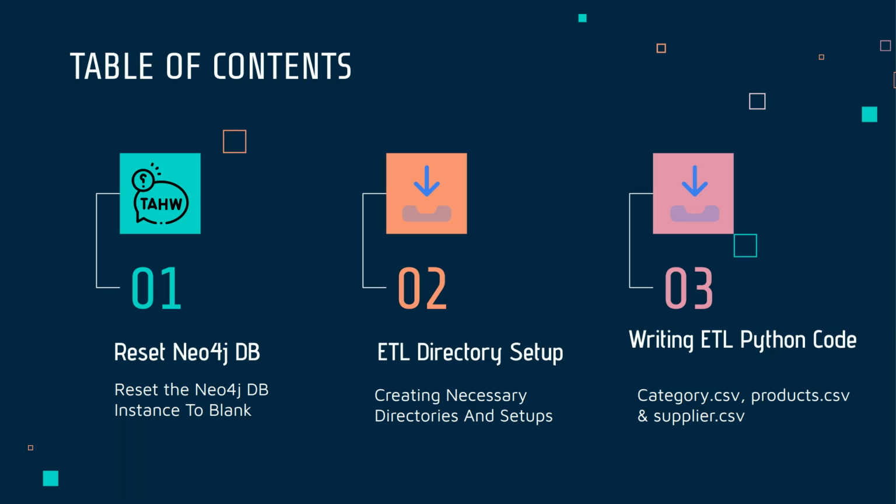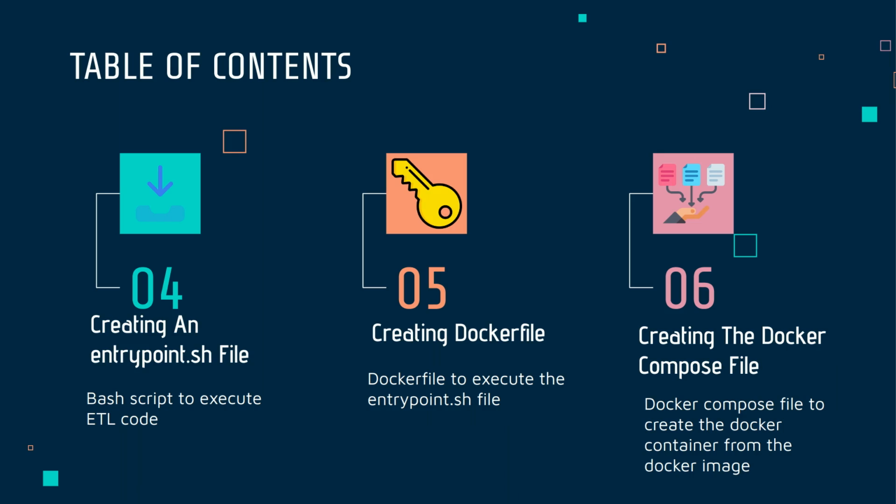Let's look at the things that we'll cover in this video. We're going to reset our Neo4j database back to blank so that it has no records in it. Then when we run our ETL pipeline, you can see the data actually being inserted into our Neo4j database. We're also going to set up our ETL directories, write our ETL code using Python, and create a simple bash script that's going to execute the Python code that has the ETL pipeline code within it.